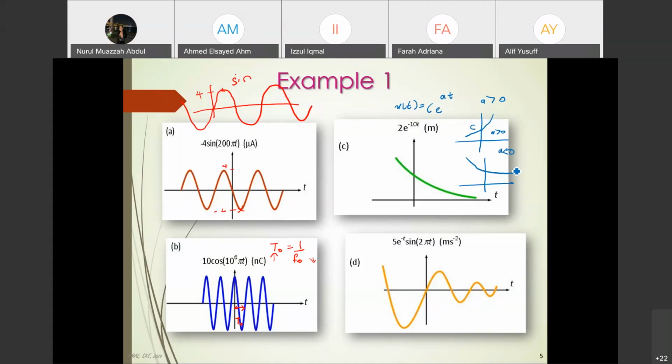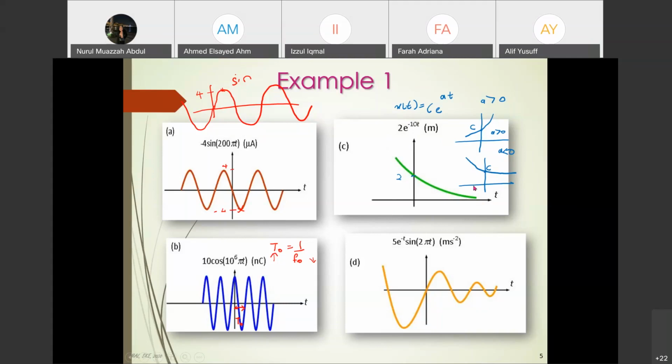This is C. For this example here, this is t, and this is 2, and A here is negative, so that is why the drawing is like this. So how fast it goes down depends on the damping rate, the sigma from before.